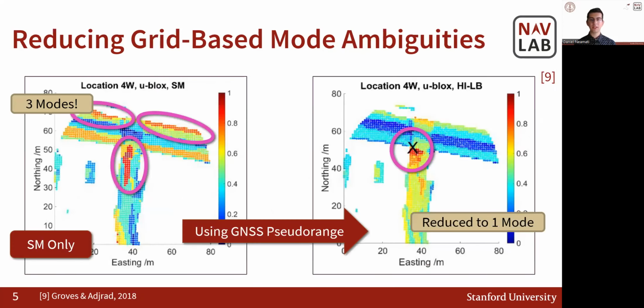Now, since the 2015 paper, a lot of work has gone into ways to reduce mode ambiguities in this grid-based fashion. So for example, this paper from Groves and Ajad in 2018 starts with shadow matching only, which has 3 modes, and is able to use the GNSS pseudoranges to arrive at 1 mode. Now, we would love to do this for set-based shadow matching, but unfortunately, as of now, there does not exist a method to use the GNSS pseudoranges in this set-based framework.